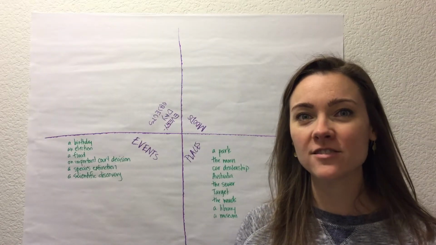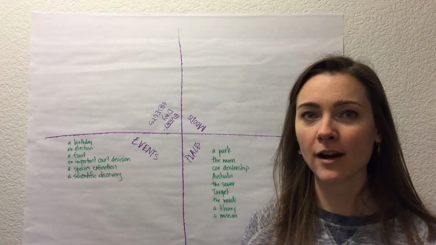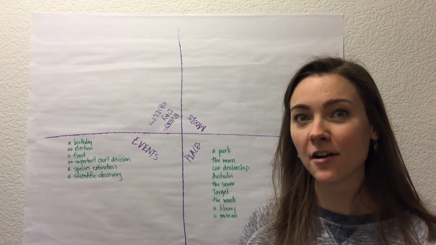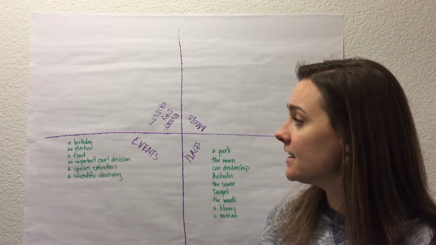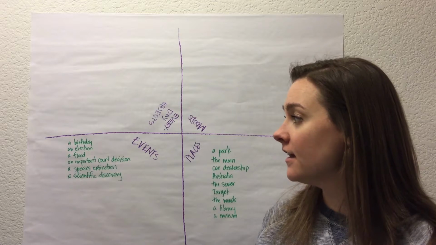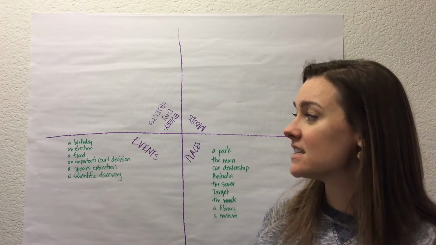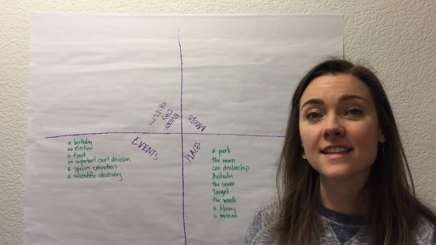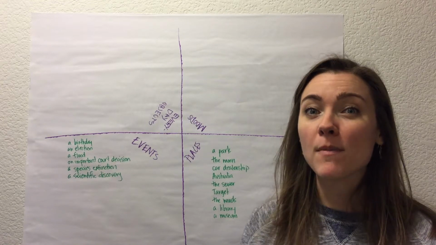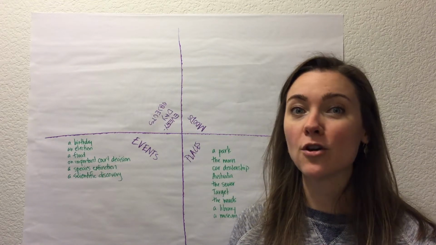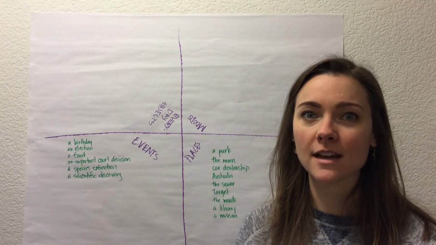For the next step of the exercise, I rotated to the next category, events, and began a list there. I wrote a birthday, an election, a flood, an important court decision, a species extinction, and a scientific discovery. Remember, each round should move quickly. You should only be spending about 1 minute per section.